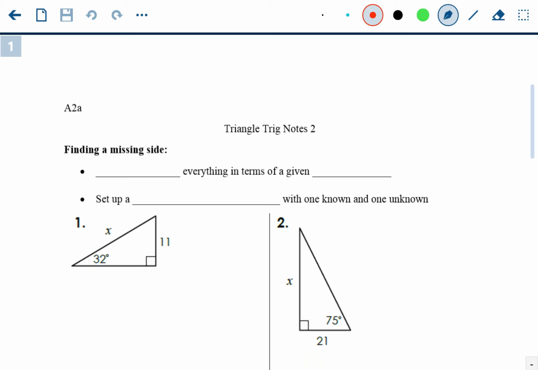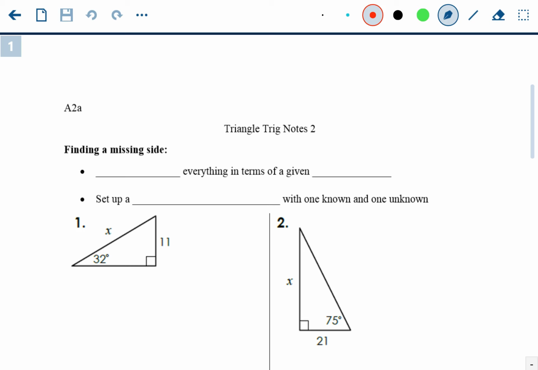Algebra 2, Triangle Trig Notes, Part 2. So we're going to continue on with our Triangle Trig unit for a little bit. We set up triangles. We solved trig equations. But now we're going to do both of those. We're going to set up and we're going to solve.